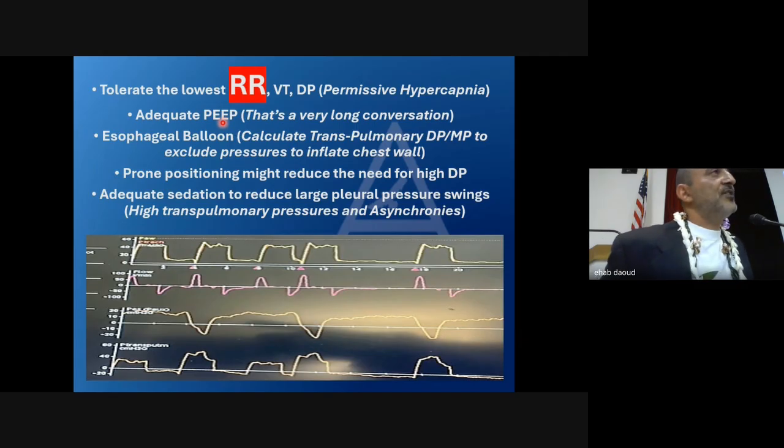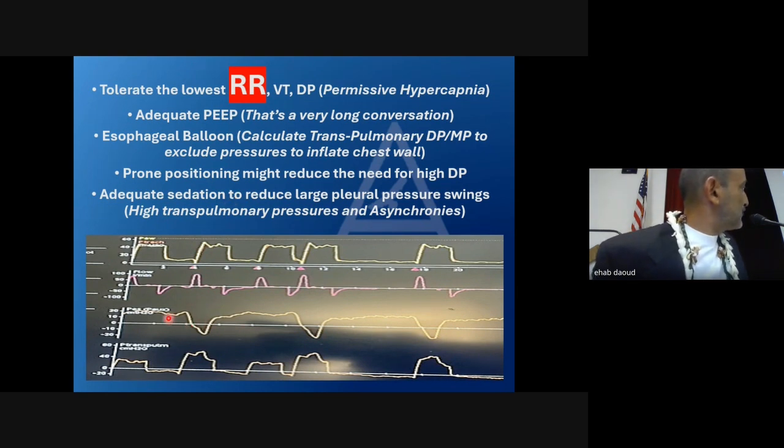Okay, we'll put in adequate PEEP. Well, good luck with that. You hear about the optimal PEEP, and somebody asks, what is the optimal PEEP? And there is nothing called optimal PEEP. Nobody knows. Try to put in an esophageal balloon and try to calculate the transpulmonary pressure. Prone position might help. Adequate sedation, for people like this guy.